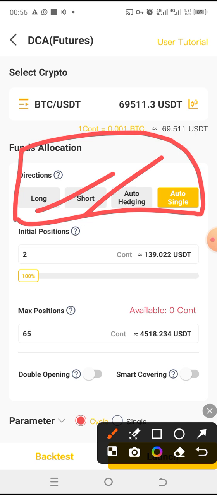Then short, probably trading that the coin will go down. Then we have auto edge. Auto edge is a system.